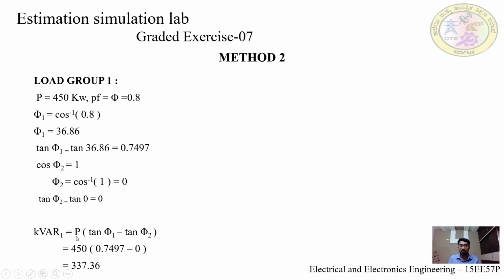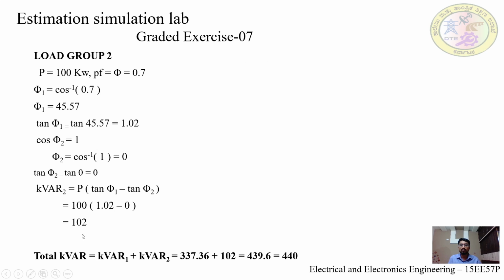kVAR1 is given by P, that means 450 kilowatt, into tan phi 1 minus tan phi 2. Tan phi 1 is 0.7497 and tan phi 2 is 0. Hence kVAR1 is 337.36. Similarly, load group 2 is operating at 0.7 power factor and the total load is 100 kilowatt.